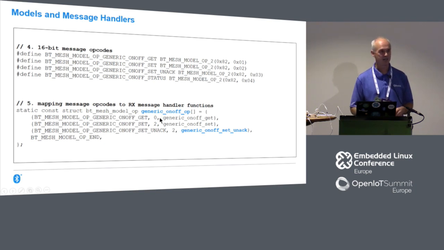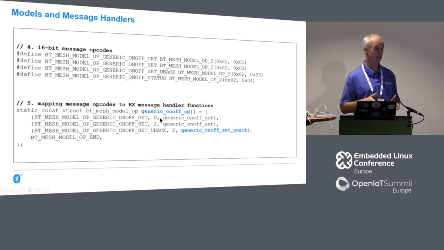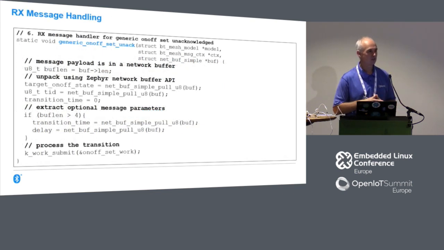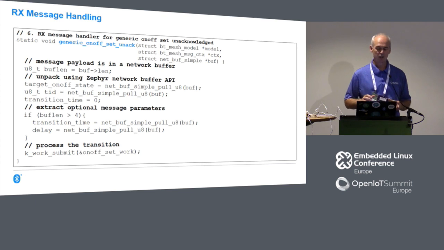The second parameter is the minimum payload length that we expect. This is so the stack can do some validation for you and reject rogue messages. And then the name of a function, which should be called if one of these messages is received. And moving on, here's what one of those message handling functions looks like. So you get a standard function signature.